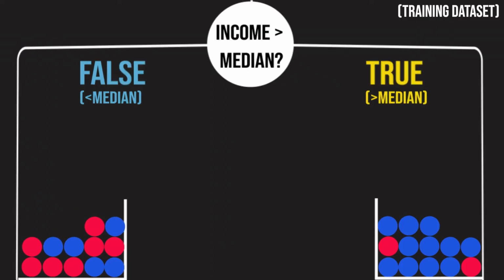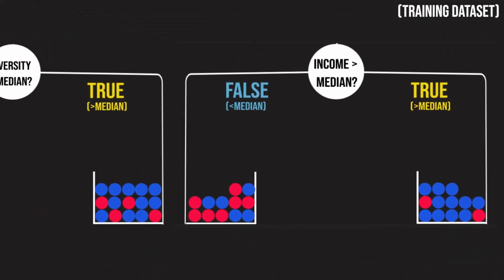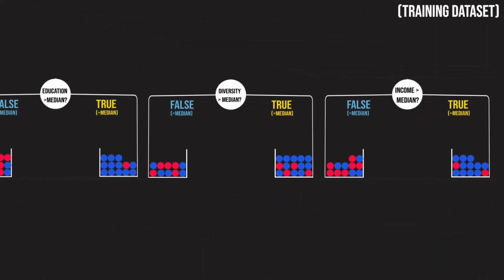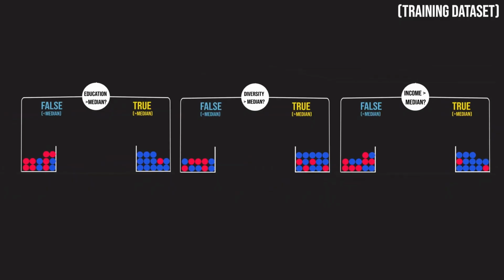After comparing each possible variable to split on, the decision tree picks the one that leads to the purest branches. In our case, splitting on education leads to the purest branches because the true branch contains only one red state and the false branch contains half as many blue states as red ones. The information gain from education is high.